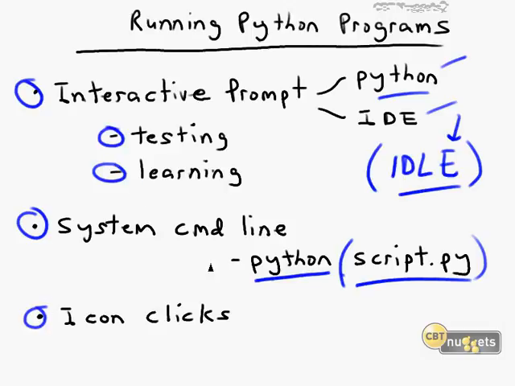Finally, as long as we have our .py and/or .pyc files associated with Python on our machine, we can use icon clicks. And what that simply means is locating the py file in the file system and double left clicking it with your mouse to launch it.